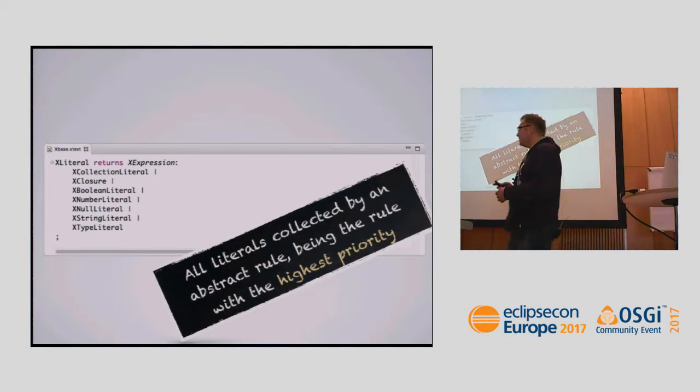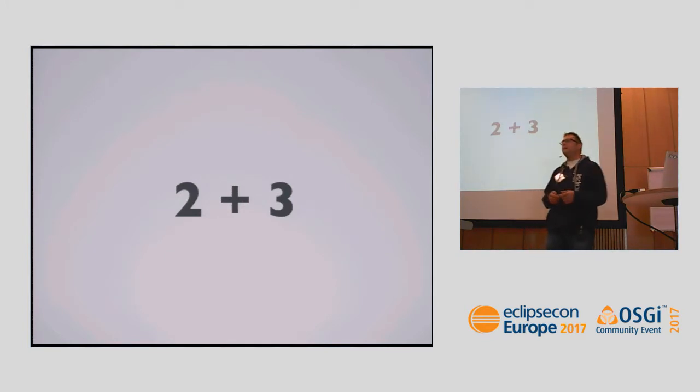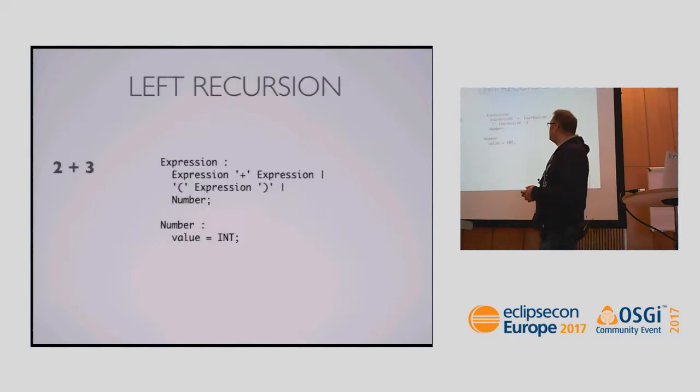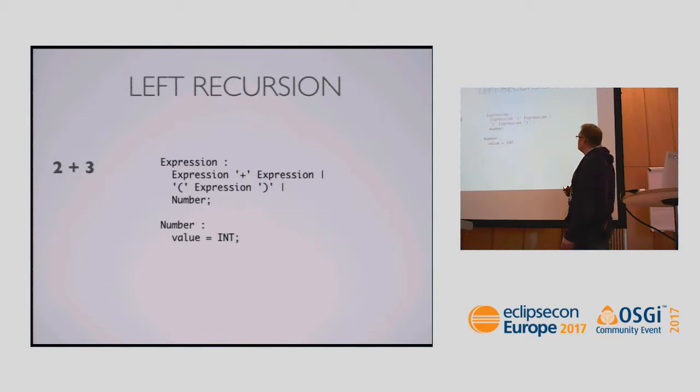Now let's have a look at how expressions are parsed. Let's take this simple example. We have the expression 2 plus 3, and we want to make a grammar out of that. First thing that we could do is say, okay, we have a number here, and a plus sign in between. So here's an expression, there's an expression, and a plus in between. So we could come to such a rule: expression is constructed of expression plus expression, or just an expression.